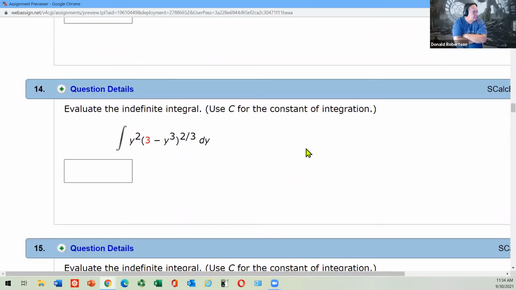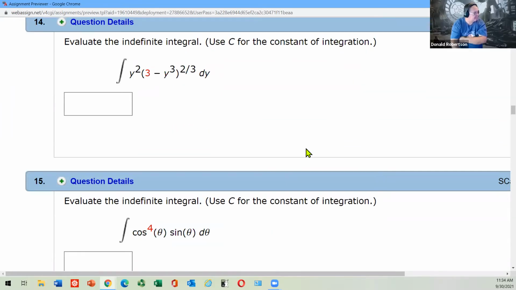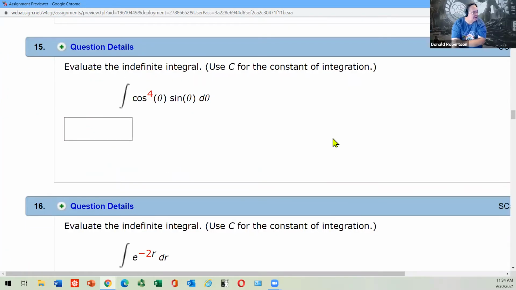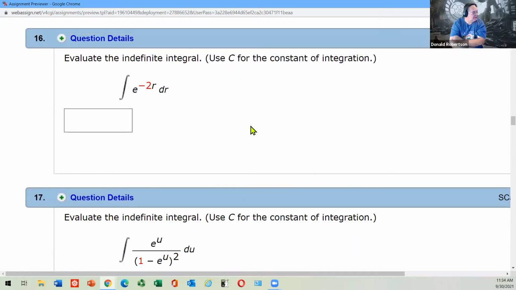Who's the u sub in this one? Come on, 3 minus y cubed. Who's the u sub? 3 minus y cubed. Right, Mia can't be the only one that's doing this. Some of you are just shy. Well done, Mia. I'm skipping 15, it's a trick one. Somebody different. Who is the u sub? Poor me, I'm picking on it.